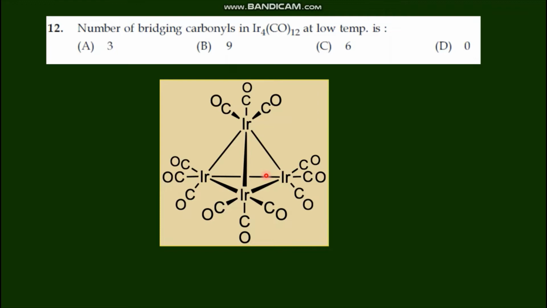I will do one video later based on metal carbonyls, some basic structures, and how to find out the metal-metal bonds. Now you can see that here there is no bridging carbonyl. These are known as terminal carbonyls, and there is no bridging carbonyl. So the answer is 0. Here the total metal-metal bonds are 1, 2, 3, 4, 5 and 6. There are 6 metal-metal bonds. How to calculate metal-metal bonds, I will discuss later.